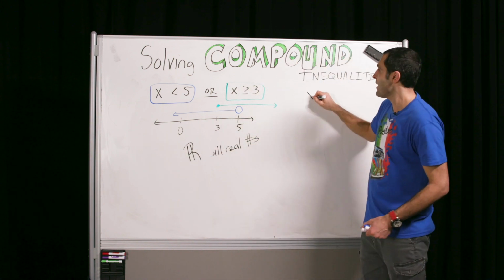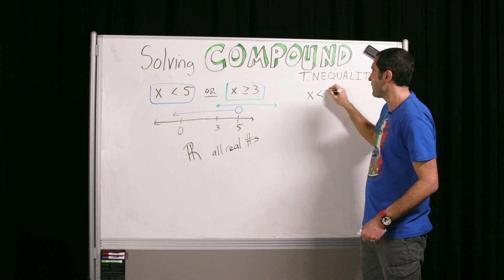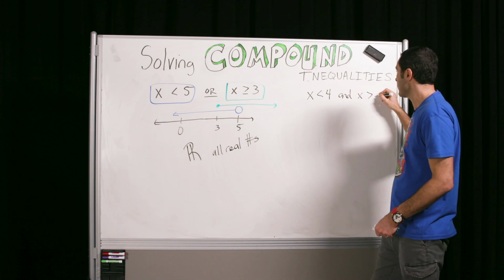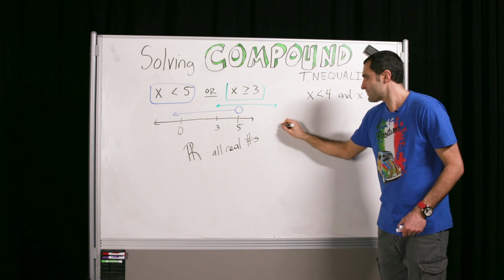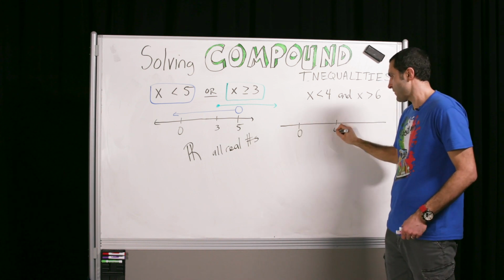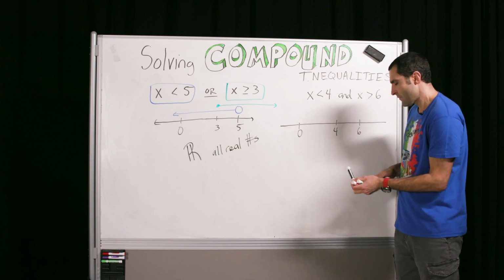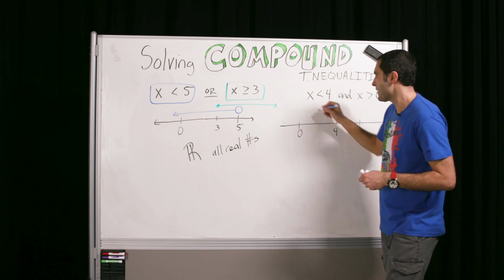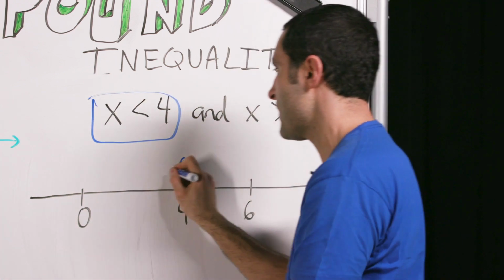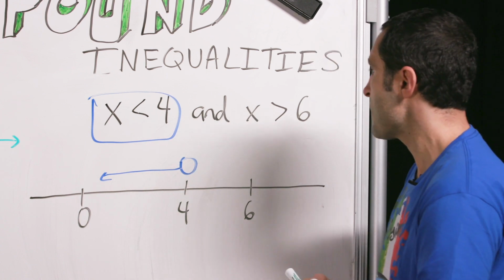What if I said x is, let's go with less than 4 and x is greater than 6. All right. So here's 0, here's 4, here's 6. Let's go with the blue again. This is blue. Open circle on 4, less than means small. All right, and then this one was green.